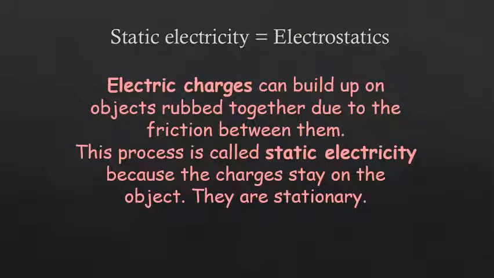So what's happening? Why is this happening? Well, this is all down to static electricity, also known as electrostatics. So electrical charges can build up in objects, like the comb, by rubbing them together, because the friction pulls electrons off objects, making them overall positive. This process is called static electricity because the charges stay on the object, they are stationary, okay, as opposed to currents and circuit electricity, which we will learn about later in the course.